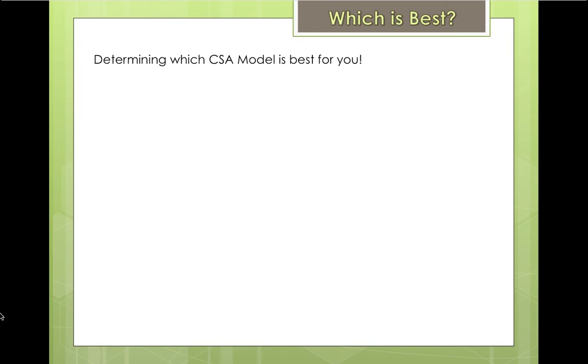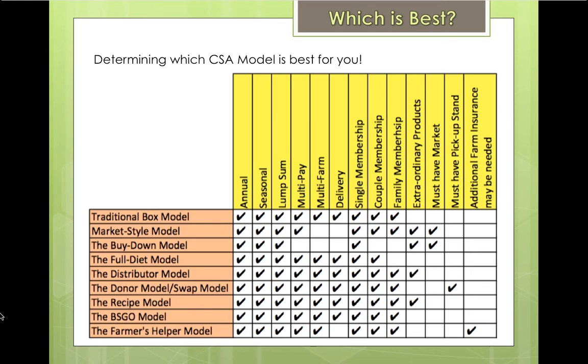Do you sell extraordinary products? Do you have must-have markets? Do you have a farm stand or go to farmers markets? All of these questions are things you need to consider. So look at the chart below and look at the areas that are highlighted. You may want to consider coupling some of the models, like the box model and the recipe model, or maybe the full diet model and the recipe model. Each of the models is individual, some of them are unique, and some of them can be coupled to help you come up with the best plan that's just right for you.